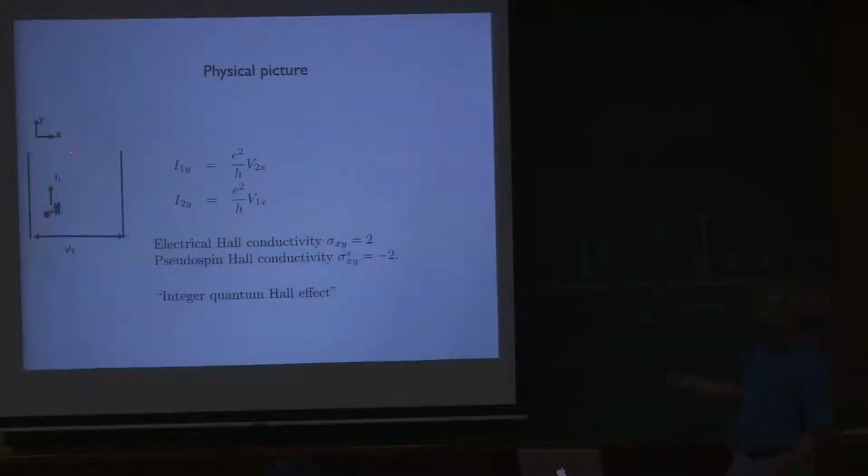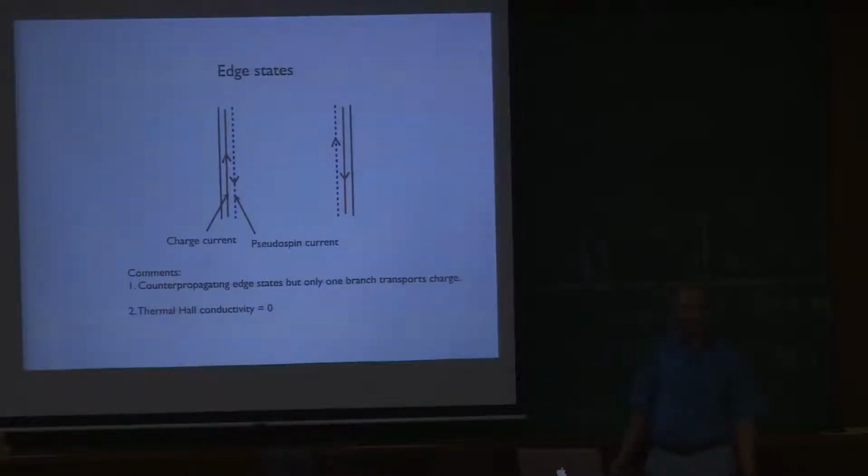So that's all there is to it. That gives you this first equation, and similarly, there's the second equation, and that's the transport in this state. Then you can take the sum and difference and end up with sigma xy is 2 and sigma xy is minus 2. Okay? So this is an integer quantum Hall effect for bosons. But let's ask about the edge states.